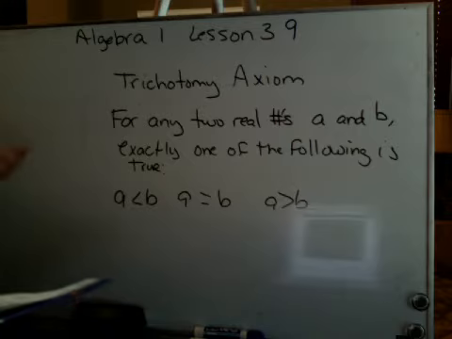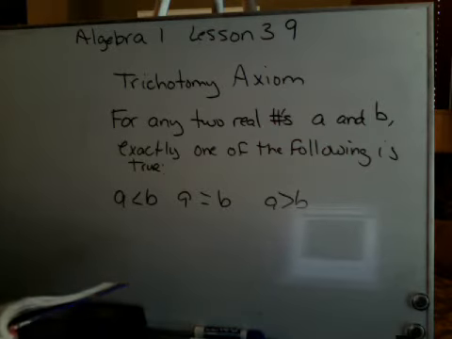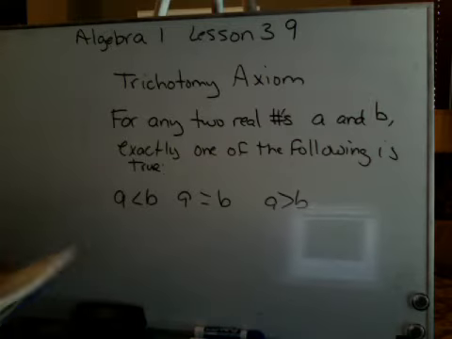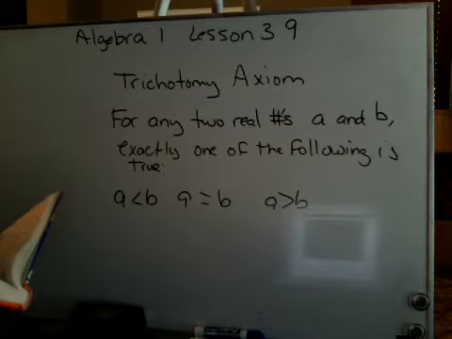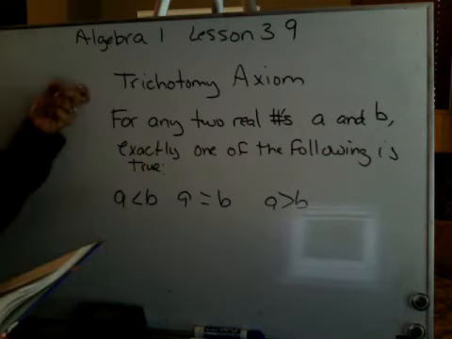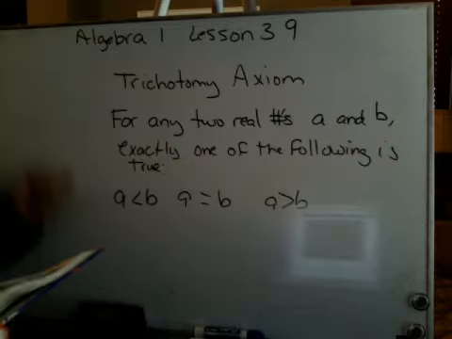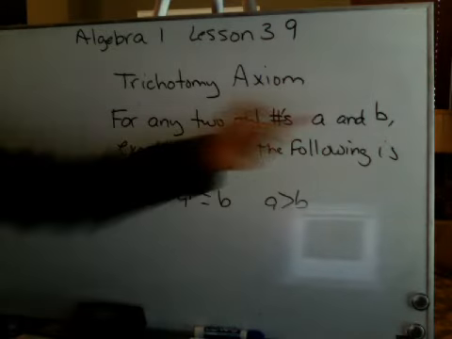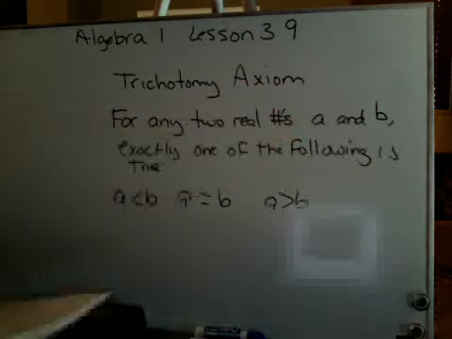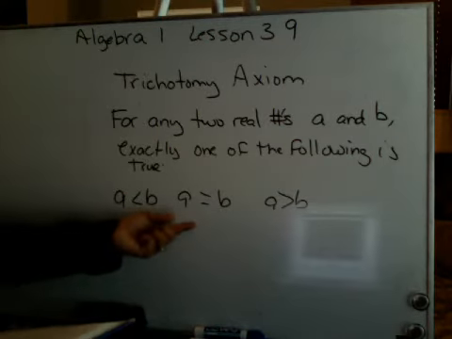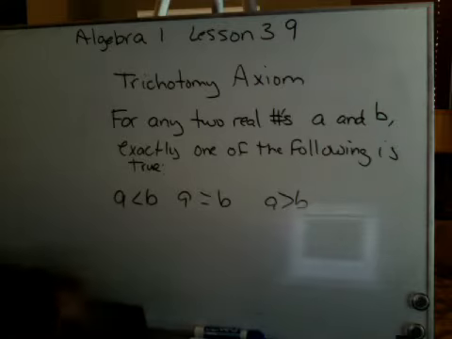Mathematicians see that this is really significant, a property of real numbers which will help us later on, and they call this the trichotomy axiom. Axiom just means property or rule. If you look at the box in the middle of 39.8, you'll see this trichotomy axiom, and you need to know what this means and how to explain it. Basically, it says for any two real numbers, a and b, exactly one of the following is true: either a is less than b, a is equal to b, or a is greater than b.